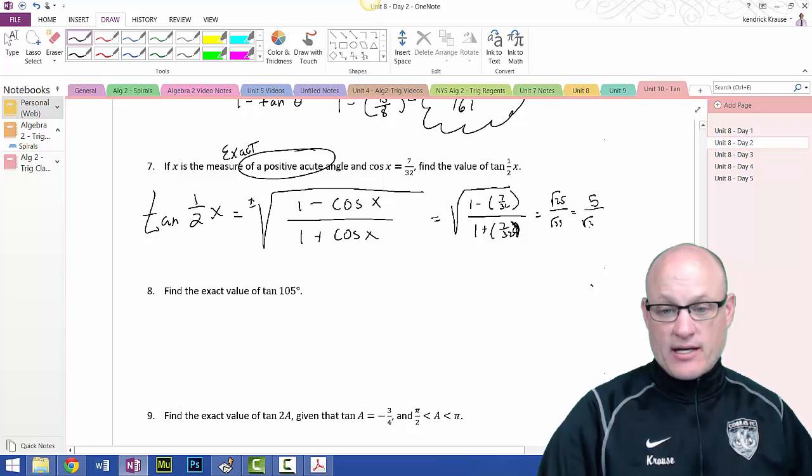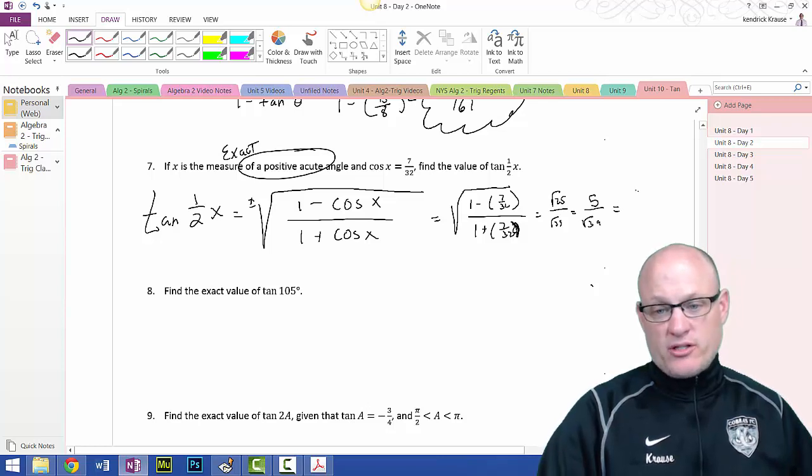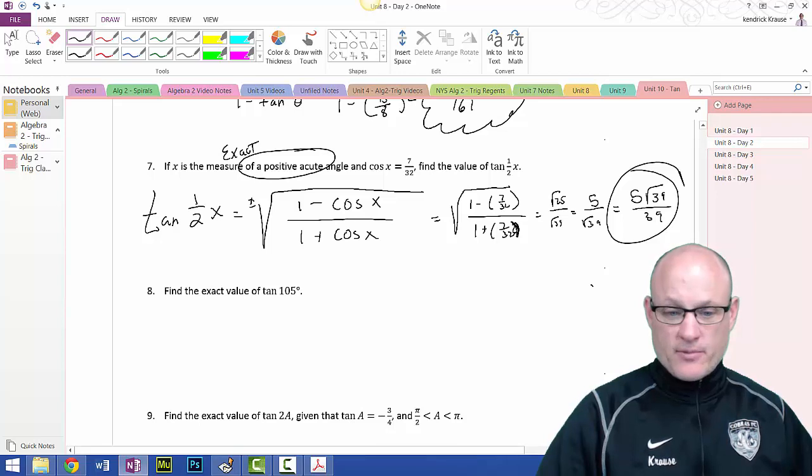So it's 5 over radical 39, which you guys should be able to recognize. This is 5 square roots of 39 over 39. You should be getting good at that. Shouldn't need to do any work. Okay, 3 left.